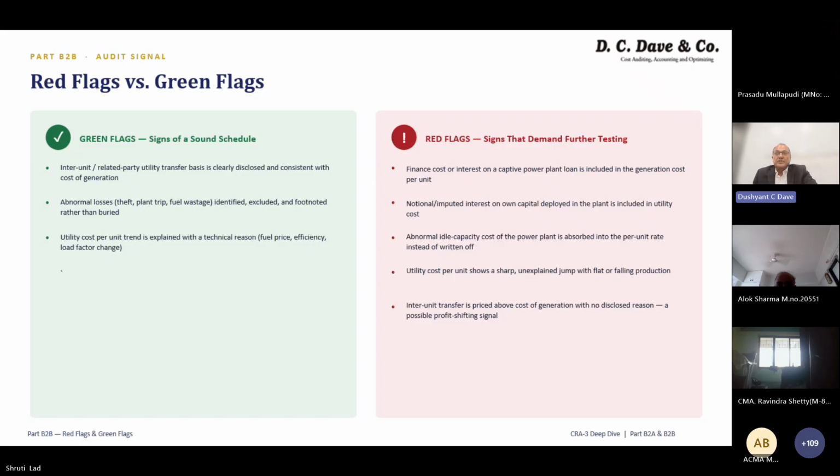Let me ask you a question. Can a significant increase in utility cost ever be acceptable? Can we accept a very significant increase in the utility cost? Is it acceptable and should it be part of the cost of the product?